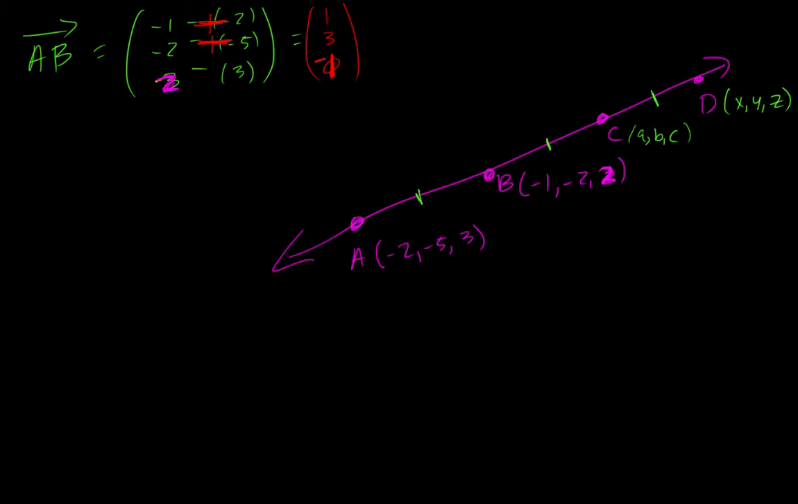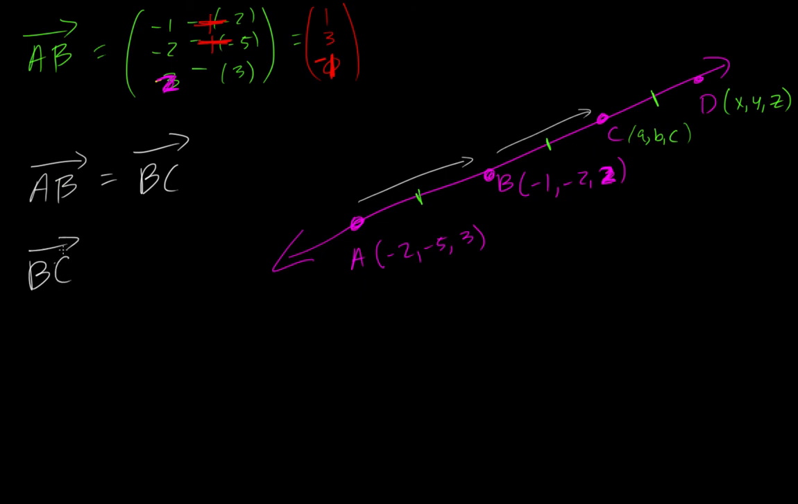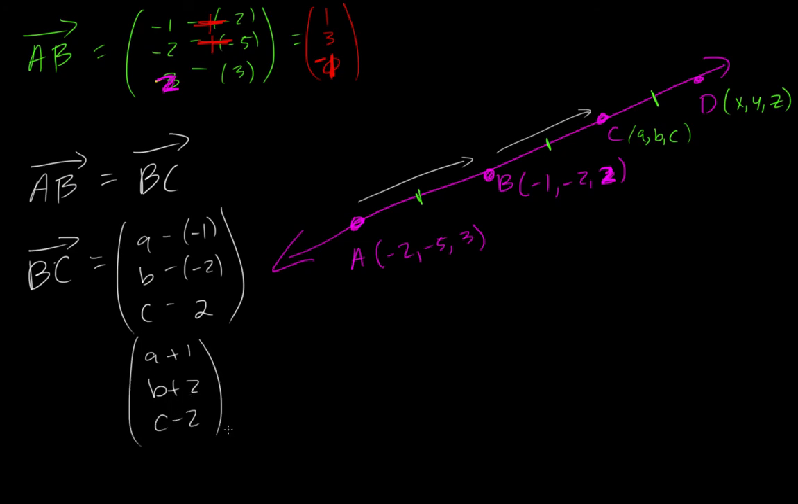Now, we know that if we want to get to C, it's just the same distance. So we're going in the same direction, it's the same vector, same length, everything like that. So we know that AB is equal to BC. And so if I'm trying to find BC, I can set up A, B, C, minus negative 1, negative 2, positive 2. And if I simplify that, it's A plus 1, B plus 2, C minus 2. Now, from there, because of this relationship, I can set this equal to 1, 3, negative 1.